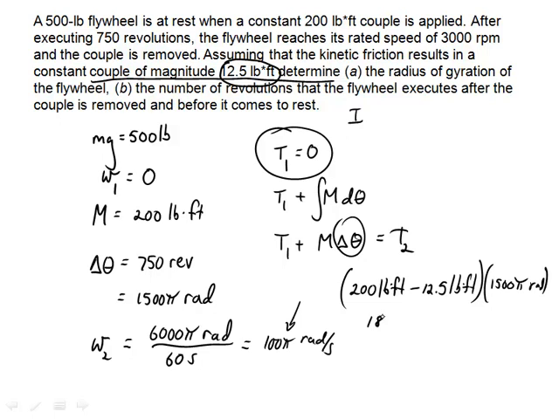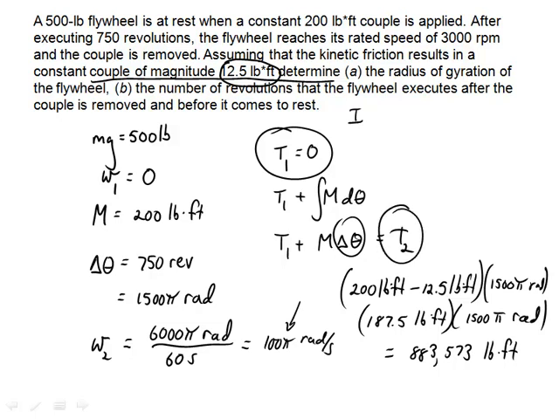So this is 187.5 pound-feet times 1500 pi radians, and that's all equal to 883,573 pound-feet. And since that's the kinetic energy after that process has taken place, I can set that equal to 1/2 I omega squared. But omega is 100 pi radians per second, and I'm going to square that.